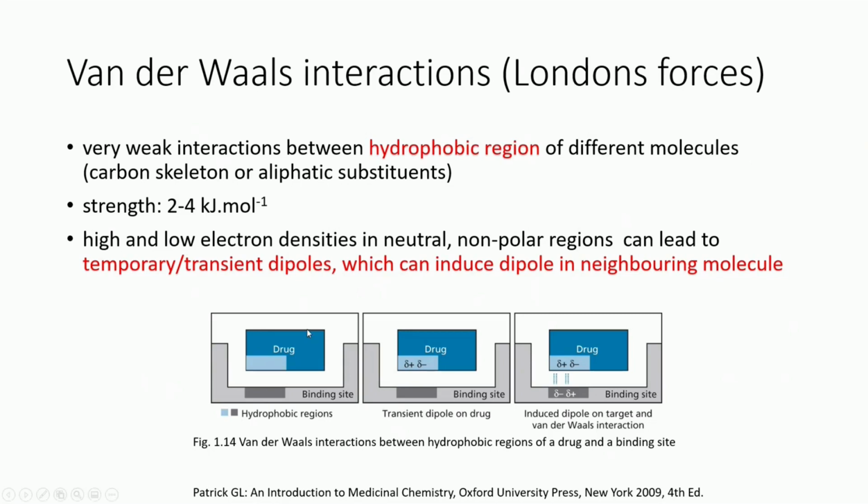So you can see in the figure, in the first part, there is no interaction. In the middle part, there is a temporary dipole that was created in the drug due to the electron fluctuation. And this transient dipole can induce a dipole in the binding site and show this type of weak interaction that is called van der Waals interaction, and it belongs to a larger group of interactions called London forces.